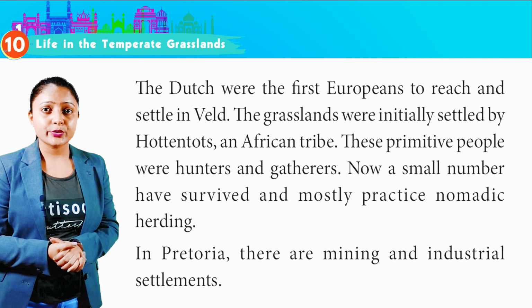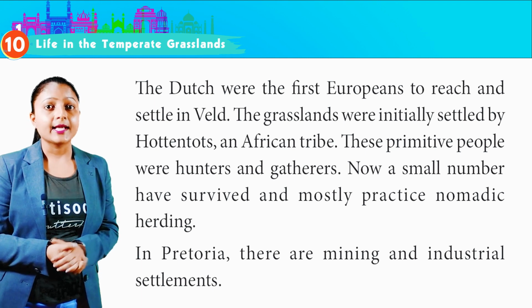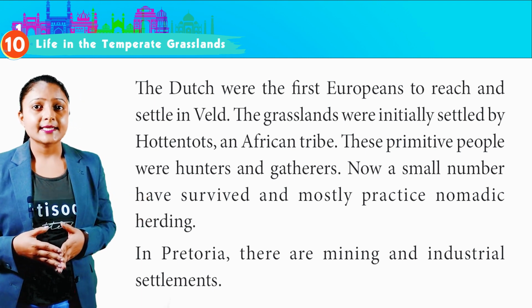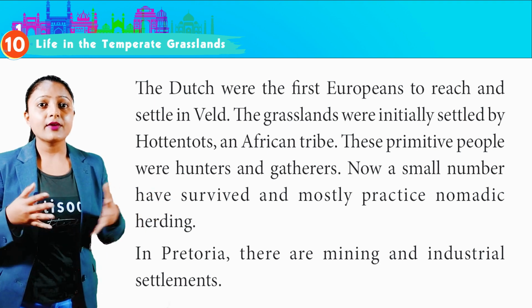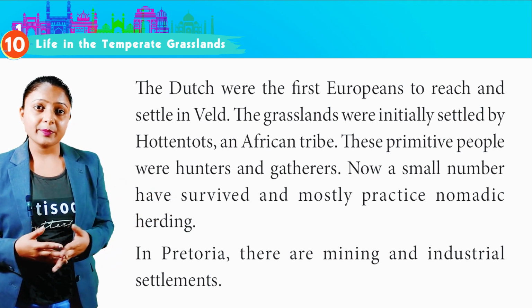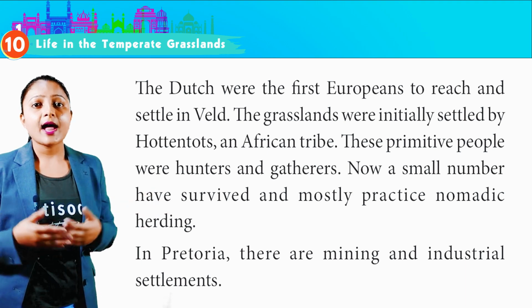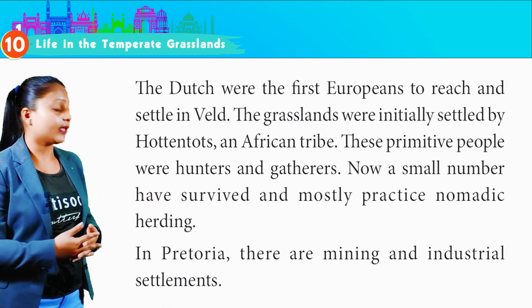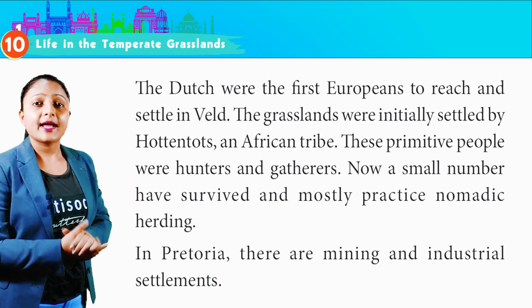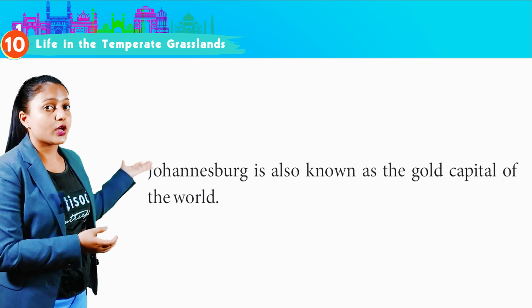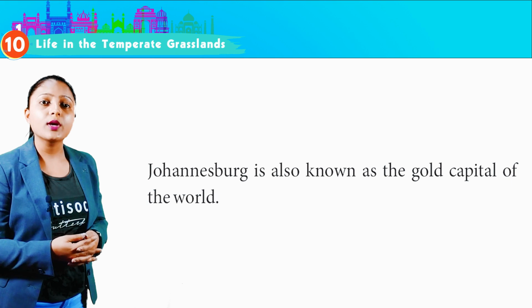The Dutch were the first Europeans to reach and settle in the Veld. The grasslands were initially settled by Hottentots, an African tribe. These primitive people were hunters and gatherers. Now a small number have survived and mostly practice nomadic herding. In Pretoria, there are mining and industrial settlements. Johannesburg is also known as the gold capital of the world.